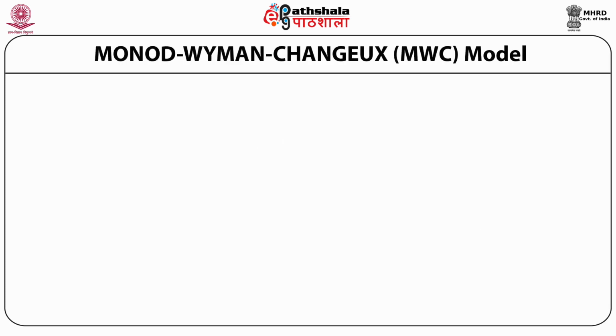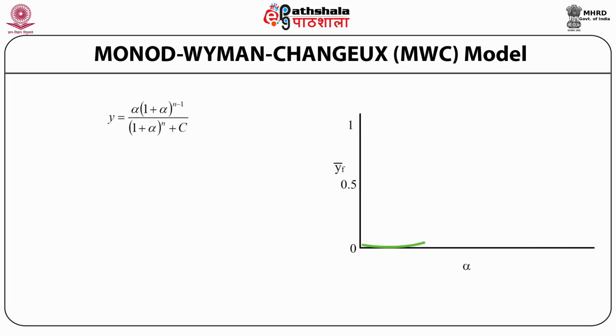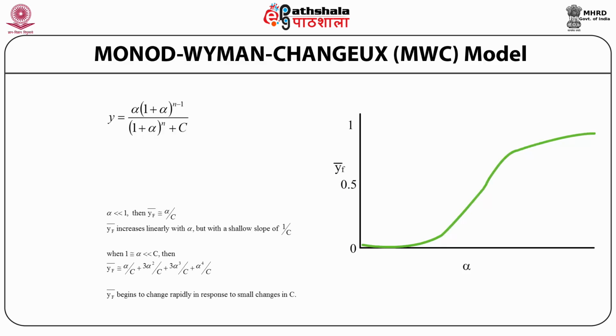Now let's see which kind of graph we will get when we plot Y versus alpha. Suppose alpha is very low, it means the ligand we have added is in a small quantity. In that case, simply 1 plus alpha is equal to 1 and then we can write Y is equal to alpha divided by C. This is simple: YF increases linearly with alpha but with a slope 1 by C, and that's what we see in the initial region.